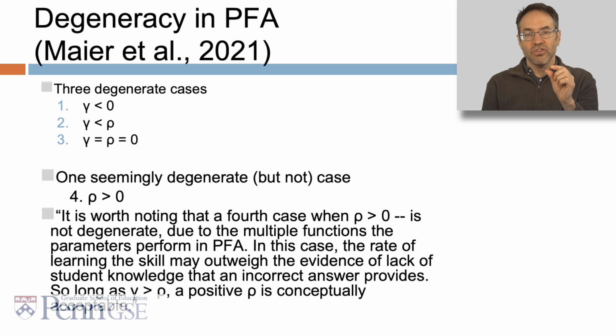In this specific case, what might be happening is that the rate of learning the skill might be bigger than the evidence of lack of student knowledge that an incorrect answer provides. So even though rho is greater than 0, you get better when you get it wrong, which seems implausible, it actually isn't necessarily degenerate for that reason, as long as the improvement associated with getting it right, gamma, is greater than the improvement associated with getting it wrong, rho.